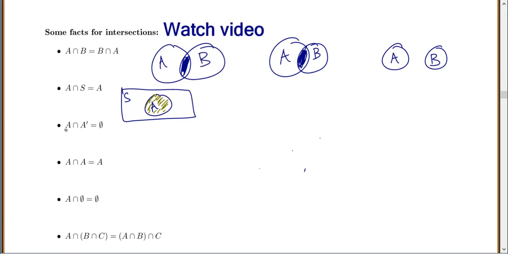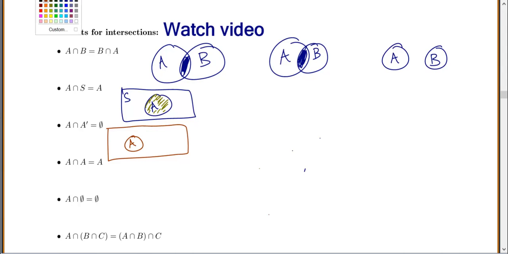In our next one, we have A intersect A complement. Well, first, here's A, then A complement is everything outside of A. So here's A complement. Where do they intersect? Where do they overlap? They never overlap, so you get back to the empty set.